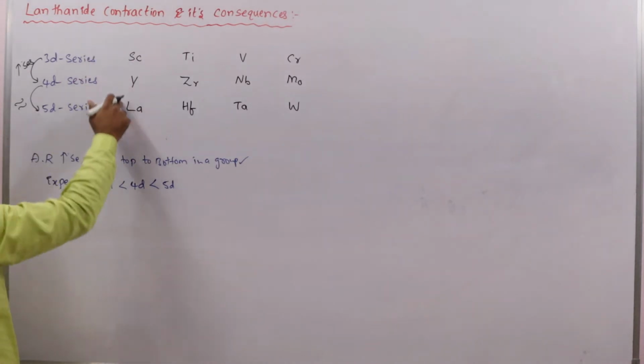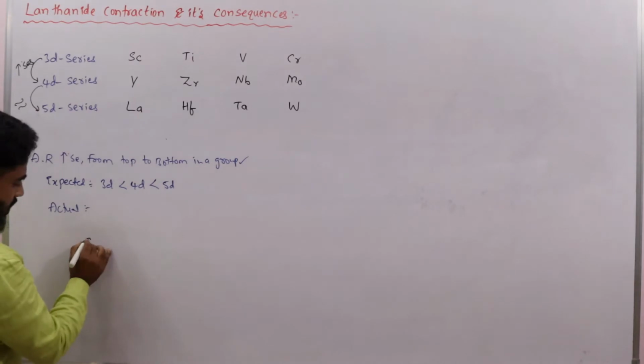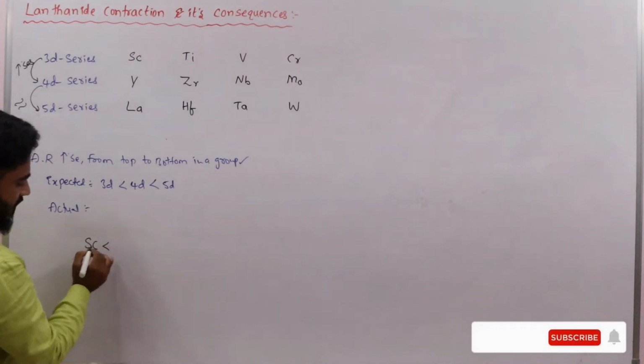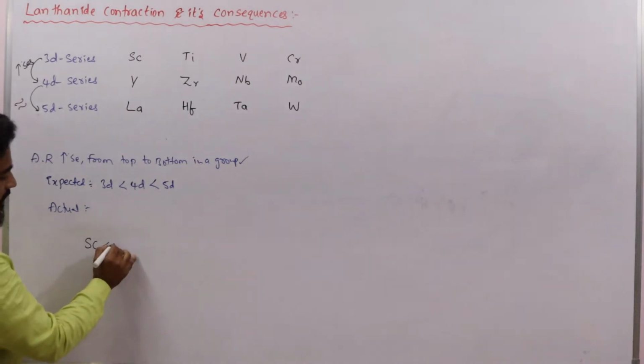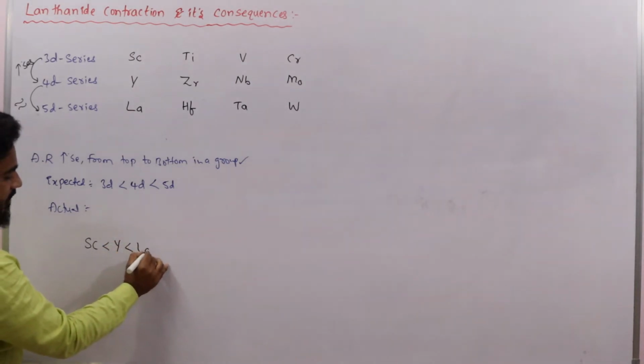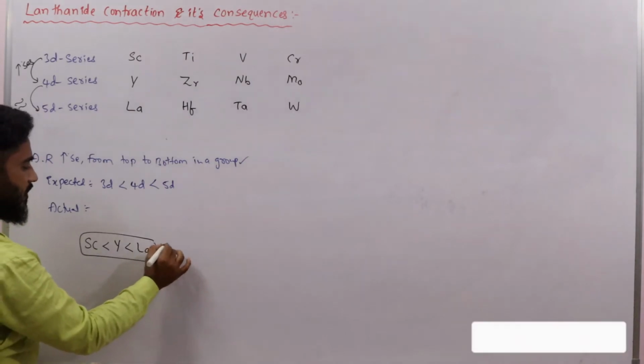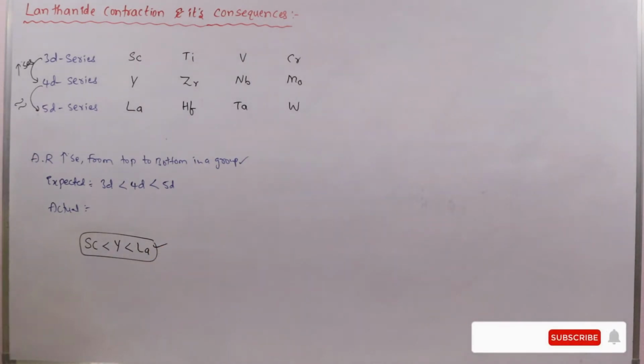In this group, scandium is smaller in size as expected from top to bottom in a group. Scandium is smaller, then yttrium, then lanthanum. So this is the correct order only. There is no exception here.